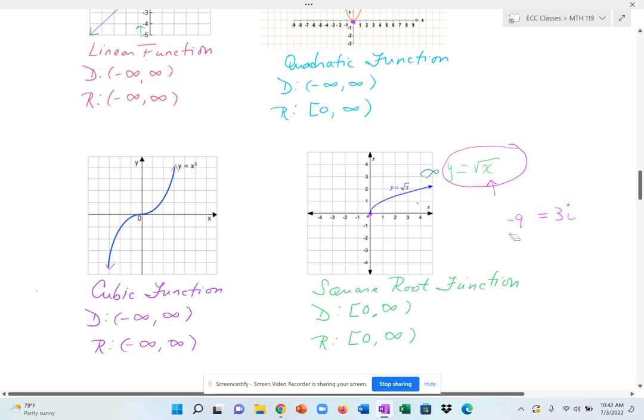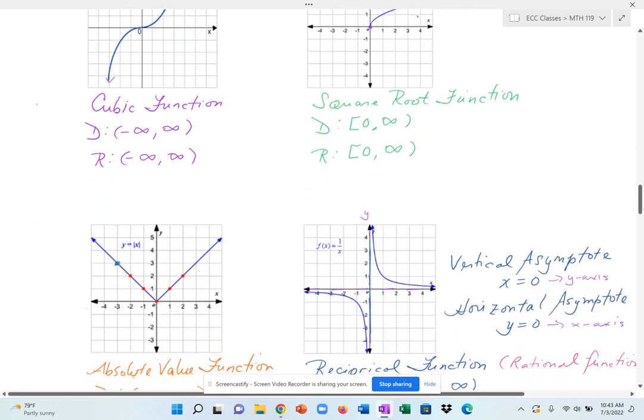So x can be anything from 0 to infinity. So that is your domain. And if you read the graph, the first value of y that this graph takes on is 0, and then it increases from there. So your domain and your range are from 0 to infinity, including 0, which is why we have a bracket around it.